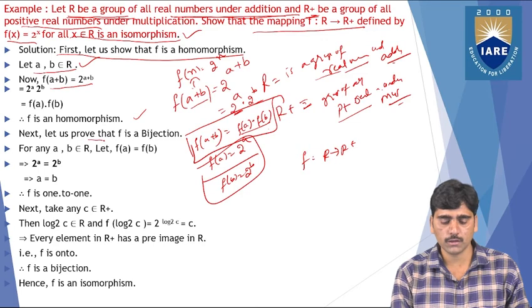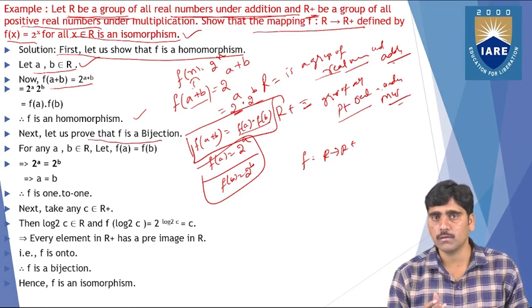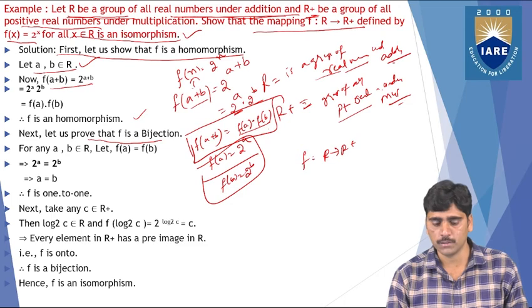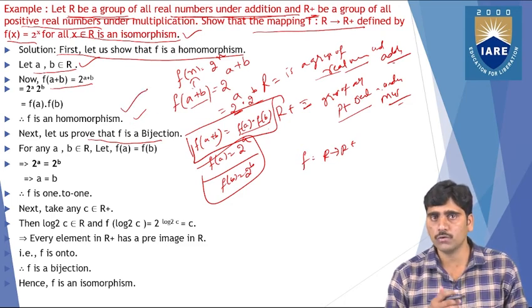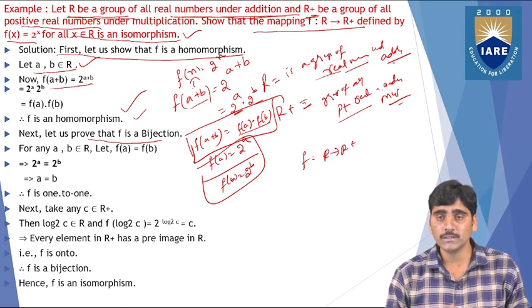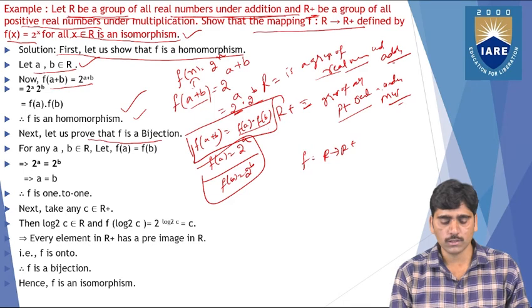Next, let us prove that f is a bijection. So what do we need to show? Actually, we need to show it is an isomorphism. Isomorphism means bijection of a homomorphism. Here we have shown that it is a homomorphism. Now we want to show the bijection of the homomorphism.